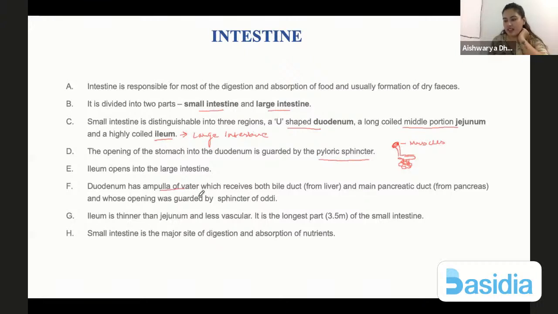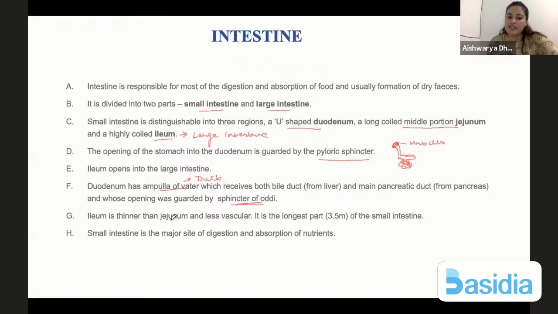Ampulla of Vater is nothing but a duct or an opening which will receive juices from liver and pancreas, and this is guarded by sphincter of Oddi. So again, that means there is a muscular opening or a muscular guarding present, and it is known as sphincter of Oddi just because someone named Oddi had discovered it, nothing else. Okay, so ampulla of Vater is the duct which will receive everything. Now, when we talk about the glands, you will understand it better, that where exactly it is present.